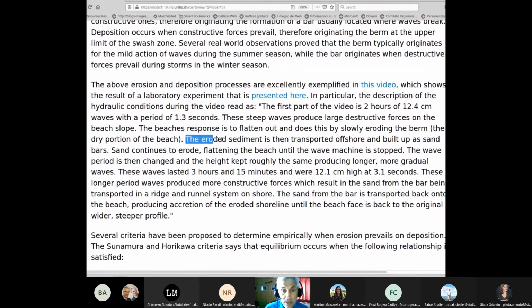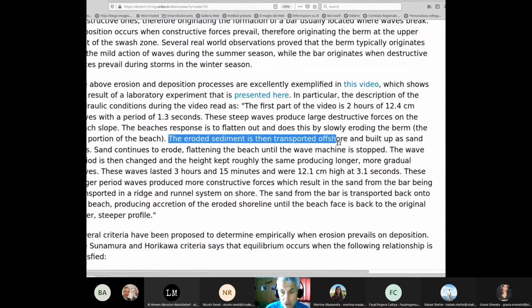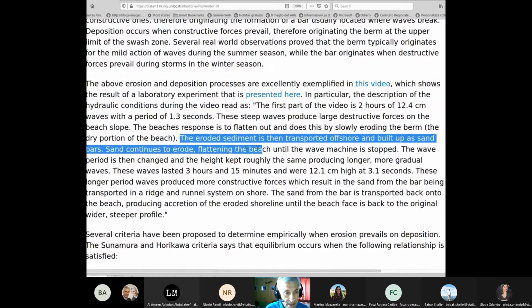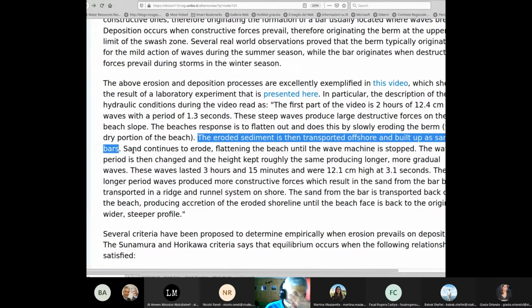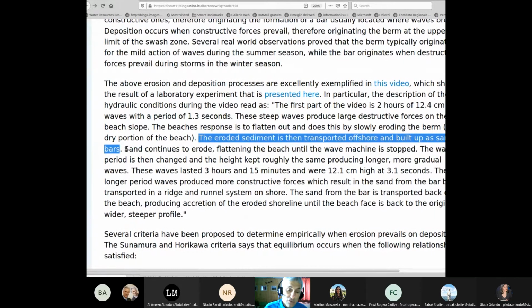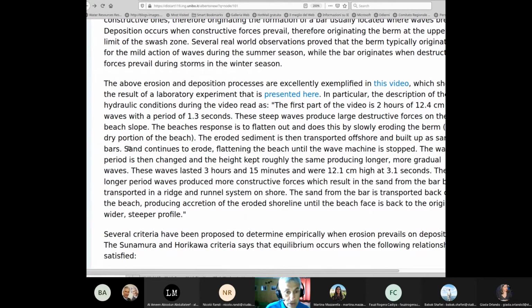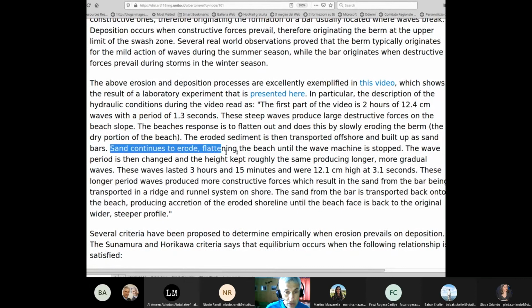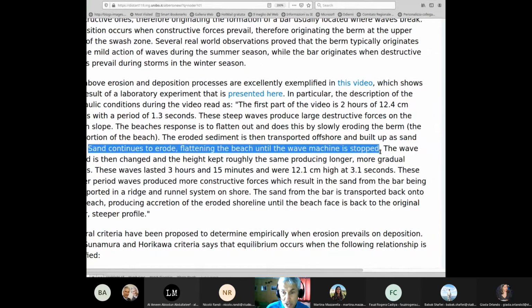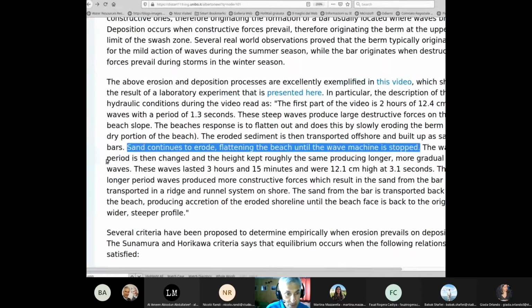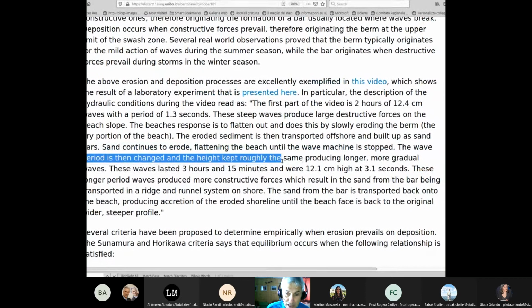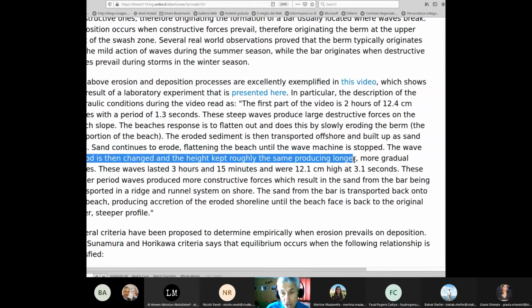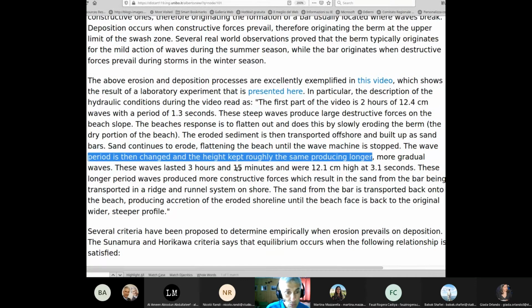The eroded sediment is then transported offshore and built up as sandbars. Good. This is something that we already discussed from a qualitative point of view. Sand continues to erode, flattening the beach until the wave machine is stopped. Okay, the wave period is then changed, and the height kept roughly the same, but producing longer, more gradual waves.